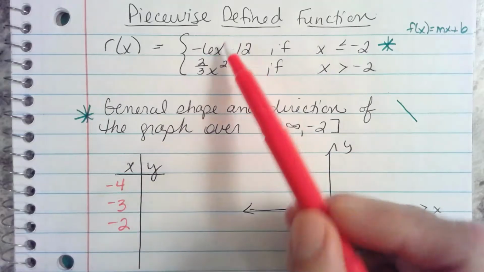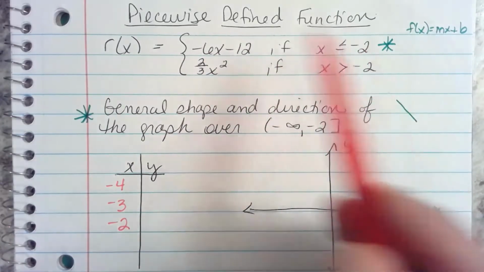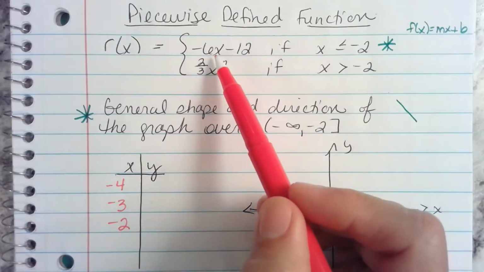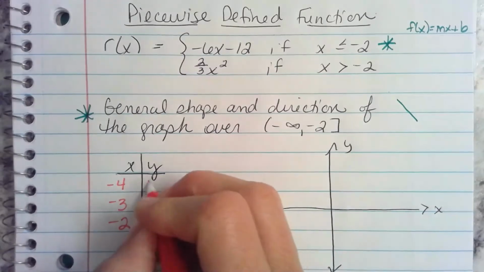So I take the negative 4 and I plug it in this part of the function because that's the interval it falls in. So negative 6 times negative 4 minus 12. I really didn't want to do this in my head, so I'm going to grab my phone real quick. I didn't have my calculator nearby. So negative 4 times negative 6 is positive 24, and then 24 minus 12 is 12.